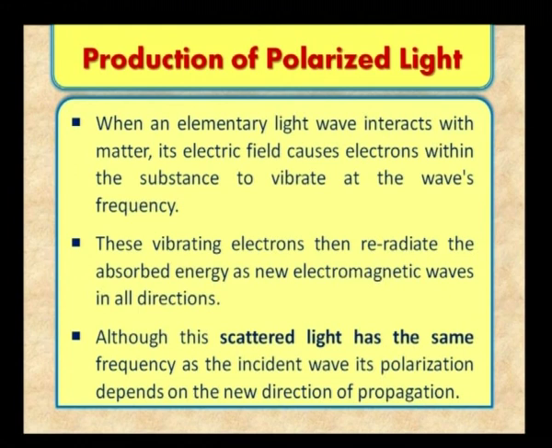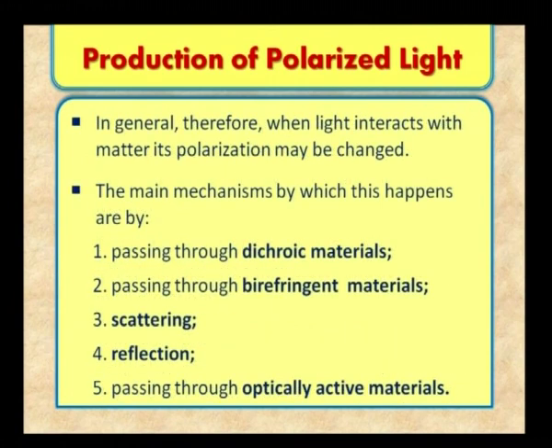Although the scattered light has the same frequency as the incident wave, its polarization depends on the new direction of propagation. In general, therefore, when light interacts with matter, its polarization can be changed. The main mechanisms by which this happens are by passing light through dichroic materials, through birefringent materials, by scattering, by reflection, or by making light pass through optically active materials.